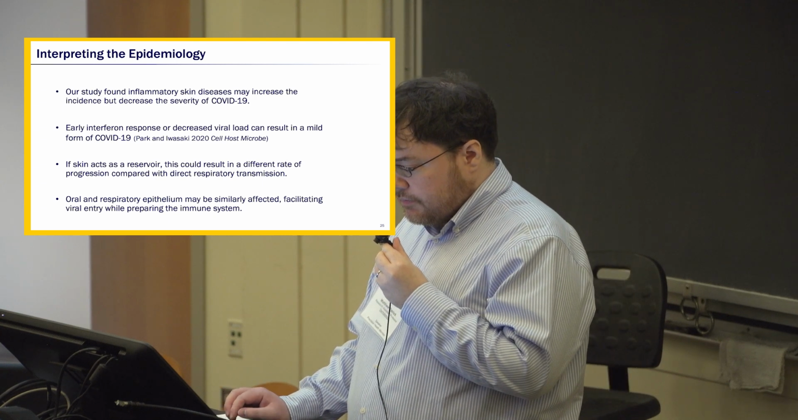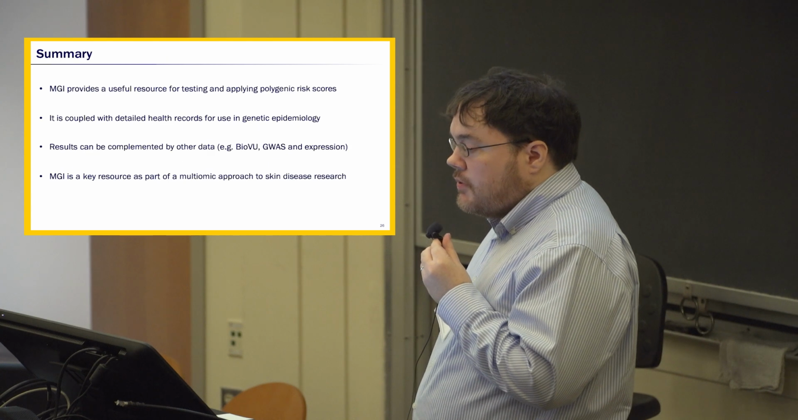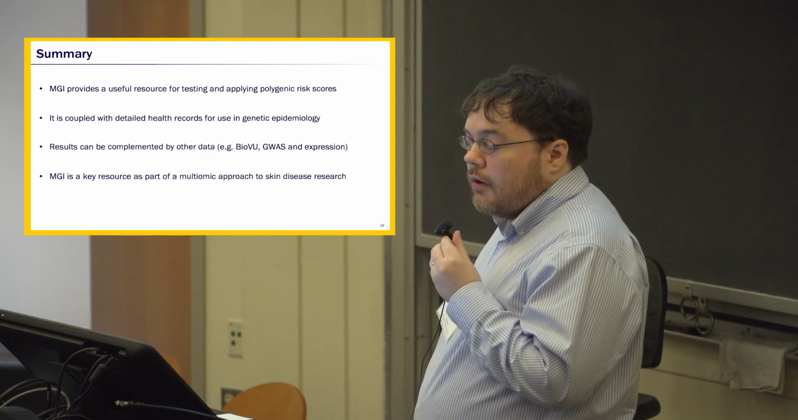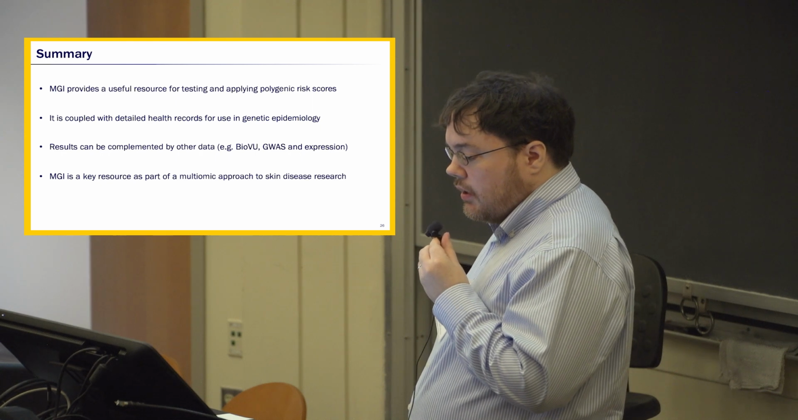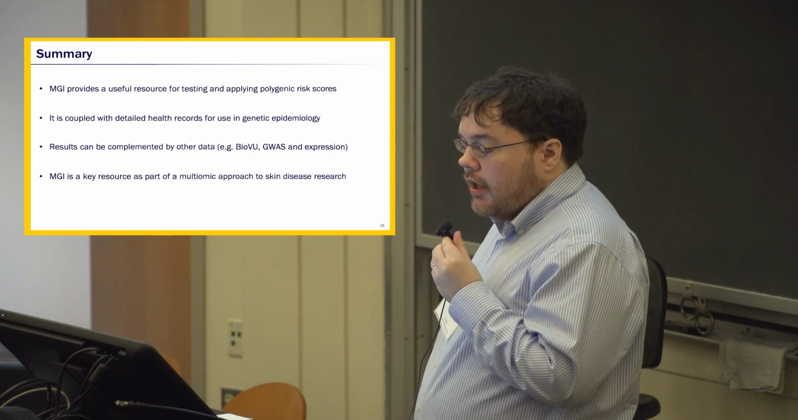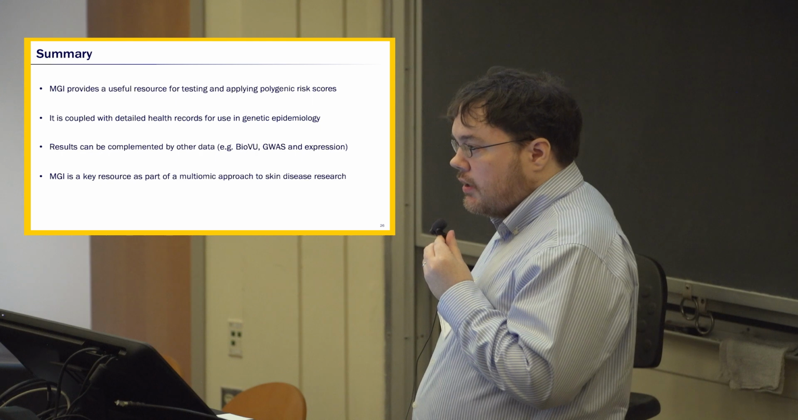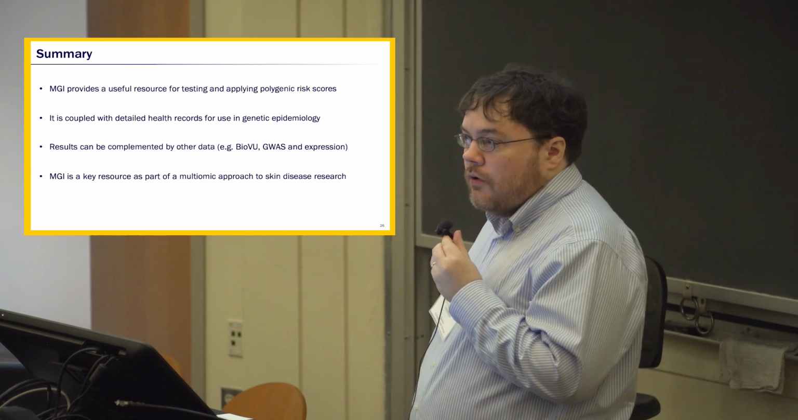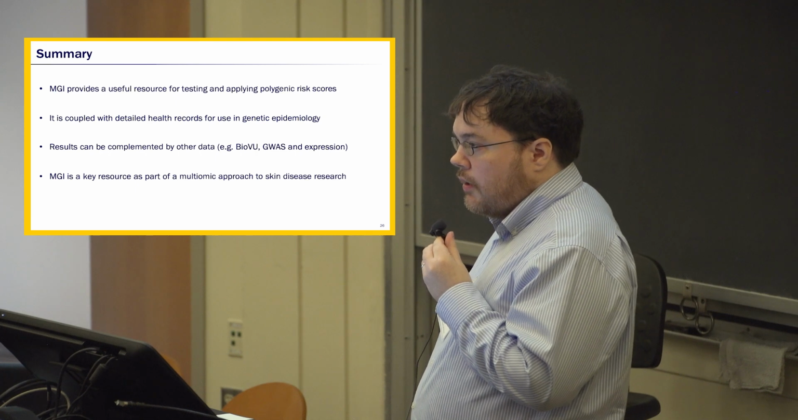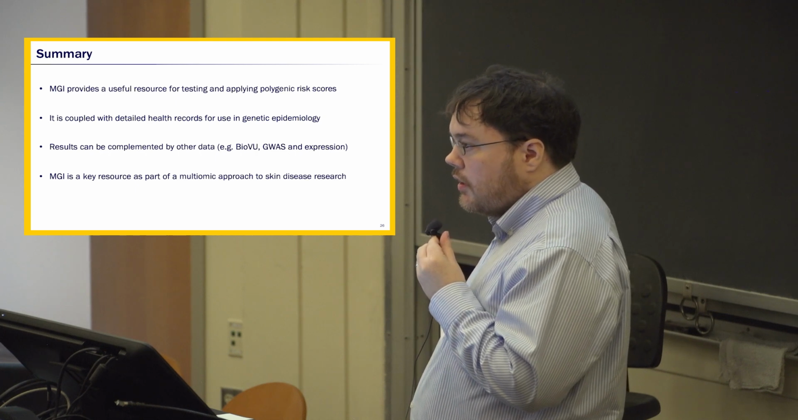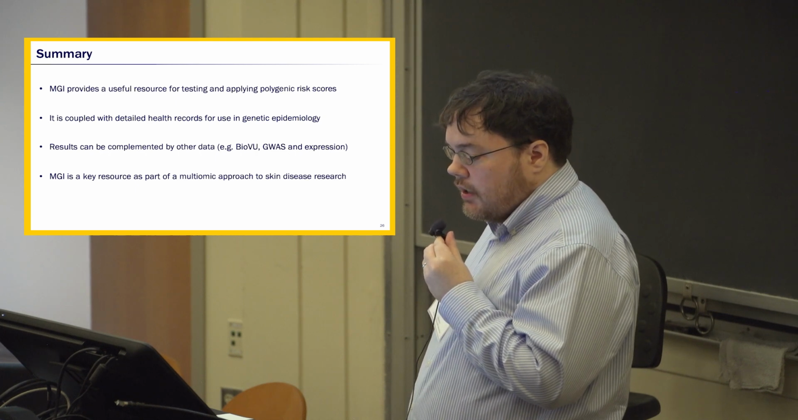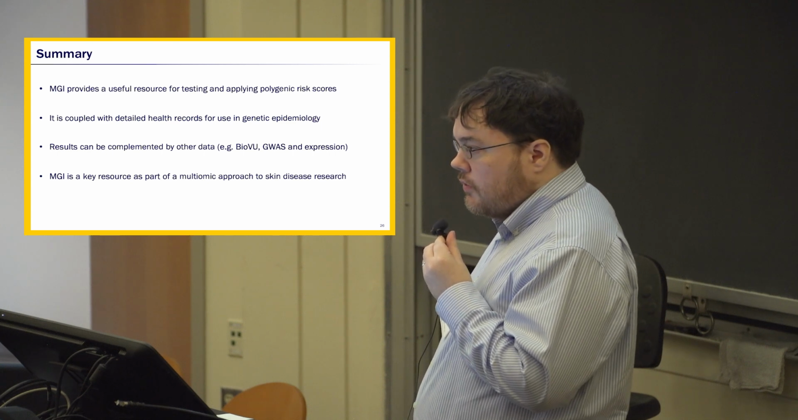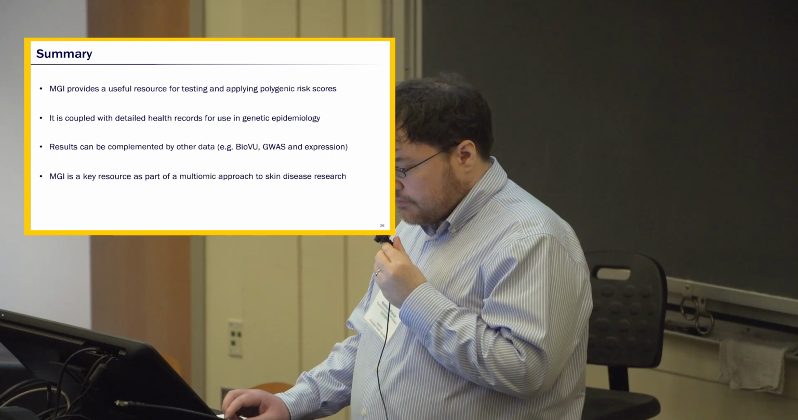So in summary, MGI provides a useful resource for testing and applying polygenic risk scores. It is coupled with detailed health records that are used in genetic epidemiology. Results can be complemented with other data sources, including BioVU or GWAS and expression data. MGI is a key resource as part of a multi-omic approach to skin disease research.